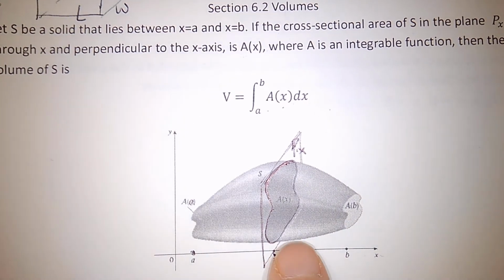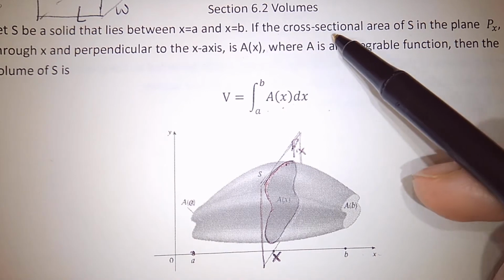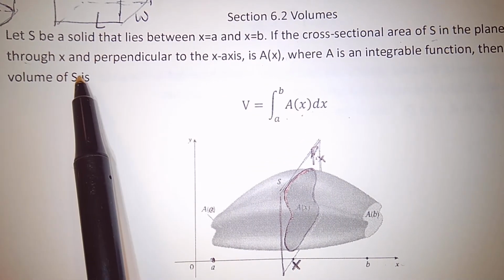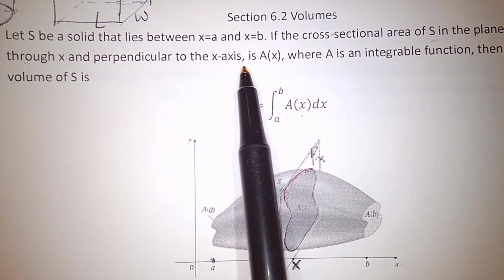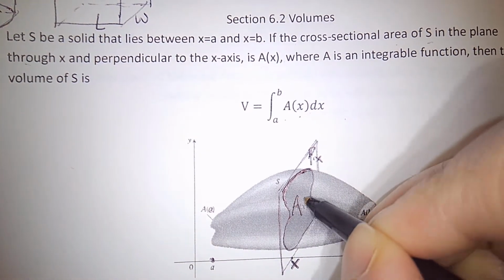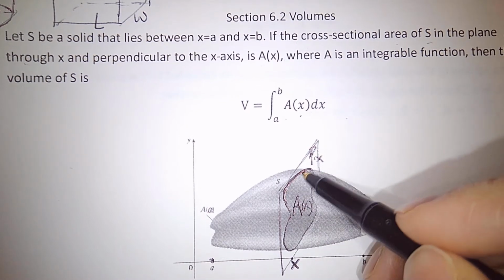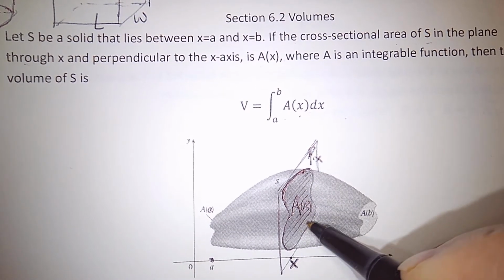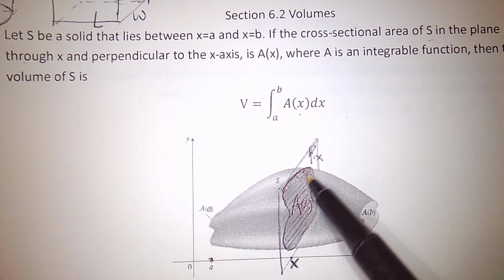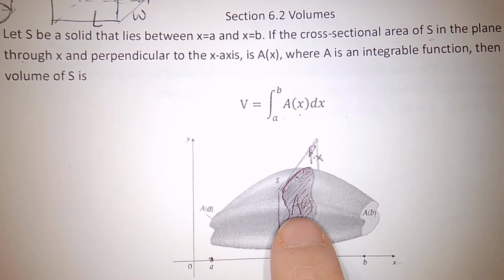Right? We will have an intersection. We call the cross-section area of S in the plane through x and perpendicular to the x-axis A of x. So A of x is this intersection region, the intersection plane. We call it A of x.